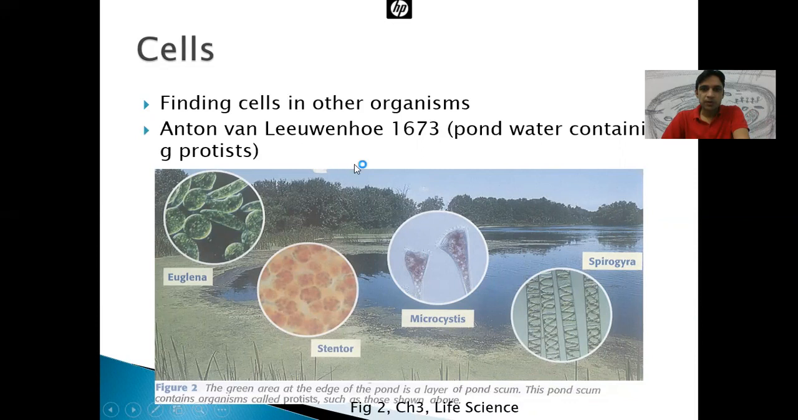They found life in all different versions of life, whether a single cell organism like Euglena, or Stentor, or Microcystis, or Spirogyra. Spirogyra is a kind of algae. It's a multicellular organism, which means it is made up of more than one cell, actually many cells. Euglena is a single cell species.